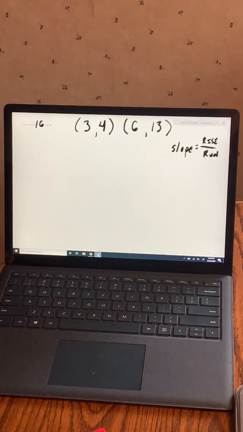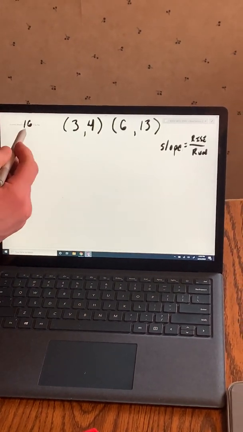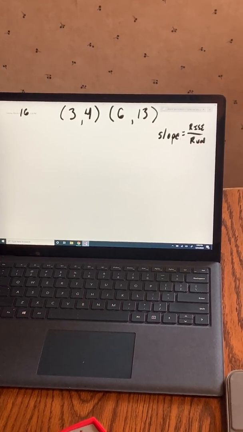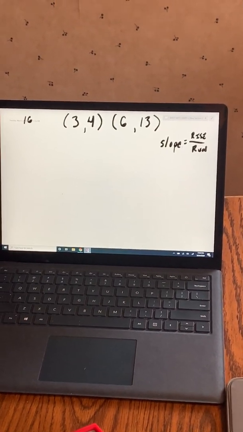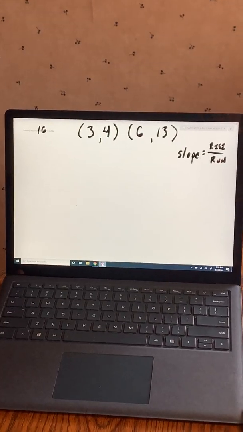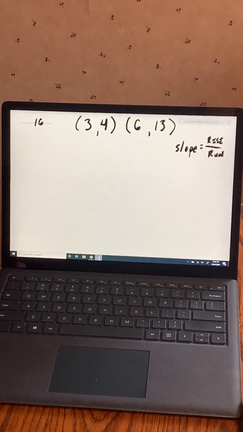Starting off here, I have created a parallel problem. Again, question 16 gives you 2 points and asks you to find the slope of a line passing through those 2 points. Slope is always defined as rise over run, and we're going to go ahead and create that.